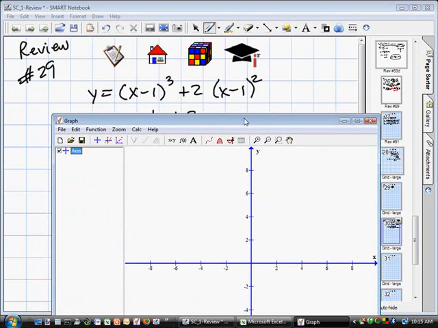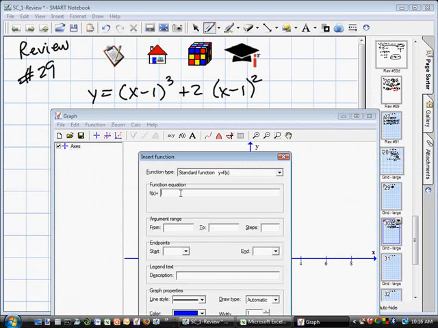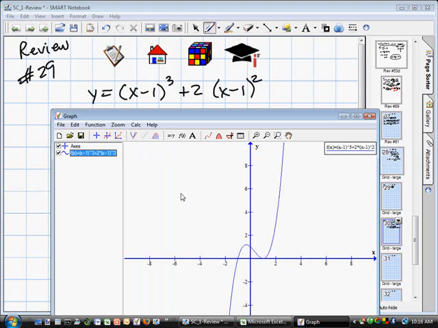Okay, let's see if we can get this in. There it is. Function insert. x minus 1 cubed plus 2 times x minus 1 squared. Yep, sure enough. Well, I did miss one intercept. I got the 0 comma 1. We did that right away. And I got the 1 comma 0. You can see it. The only one I didn't get is the negative 1 comma 0.